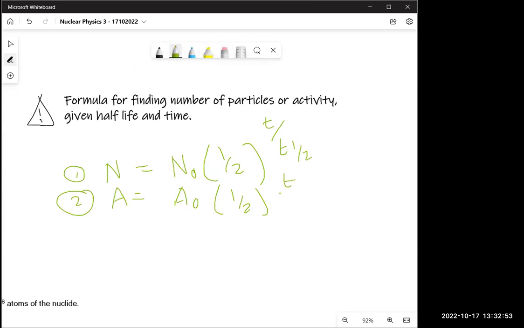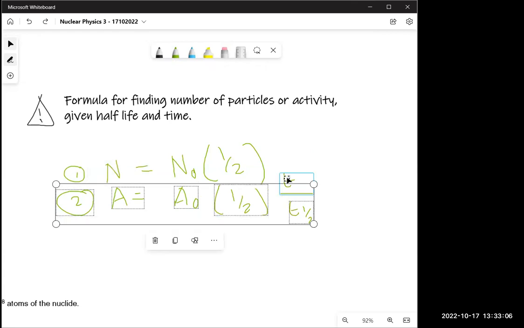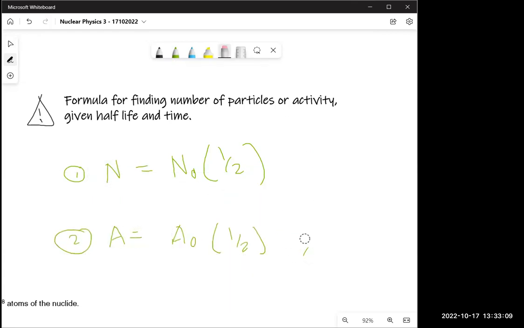It's half to the power t by t half. Let's make it a little bit more clear. The original number of particles is multiplied with half raised to power t divided by t half. Whatever the time could be, it is raised to the power 2t by t.